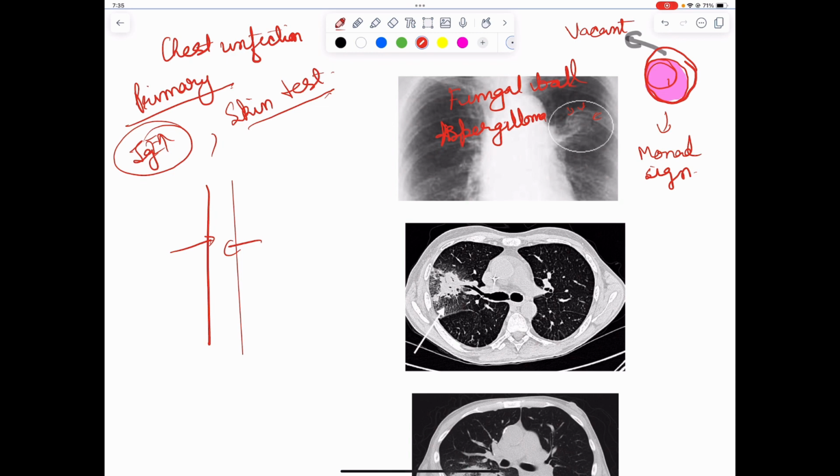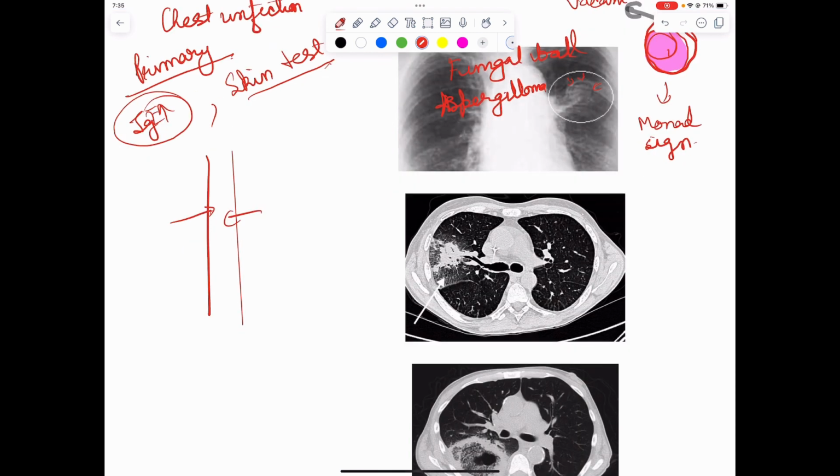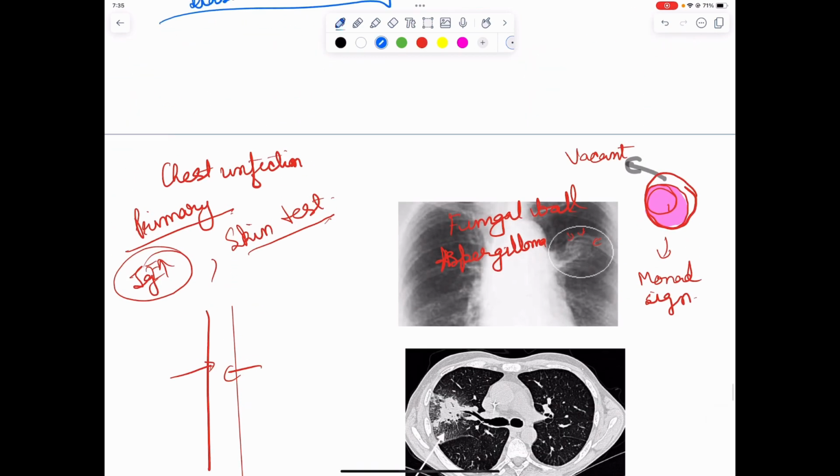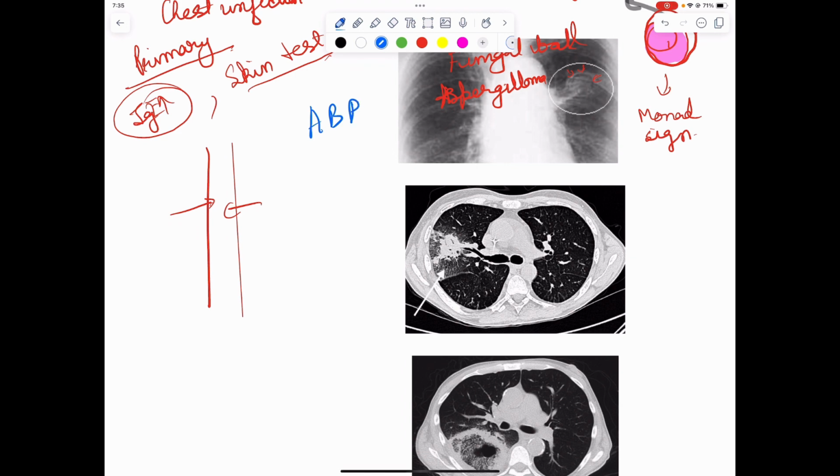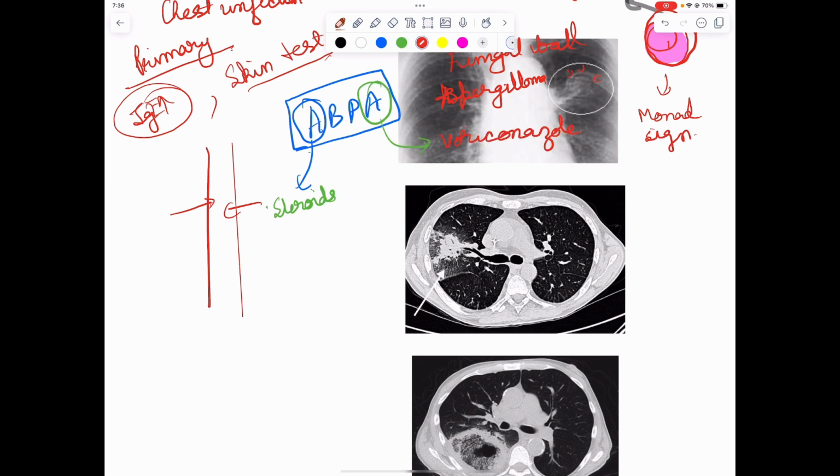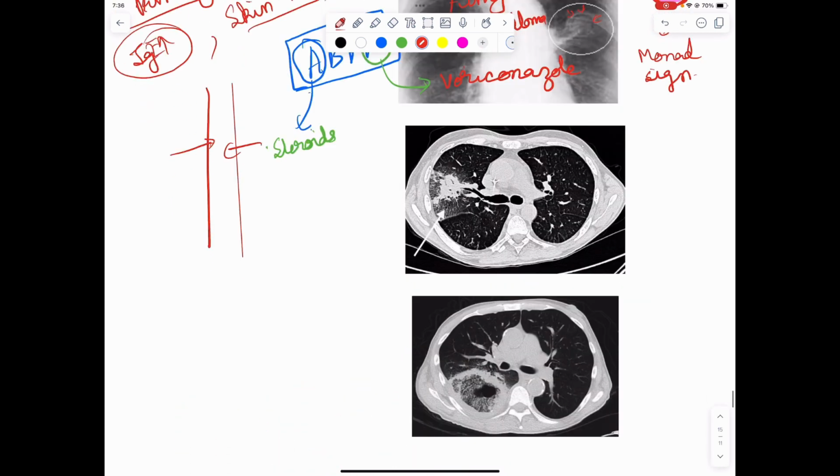Also remember, what is the disease here? The disease here is allergic bronchopulmonary aspergillosis. So what will we do in this? For allergy, you will give steroids, and for aspergillosis you will give voriconazole. So remember, in allergic bronchopulmonary aspergillosis, whenever the treatment is asked, just treat the two A's that are lying at the extreme ends.